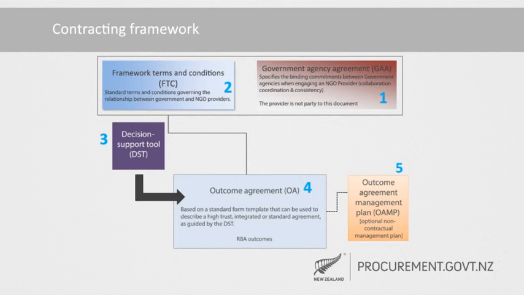The Government Agency Agreement and Framework Terms and Conditions are overarching terms and conditions that will only be updated from time to time. You shouldn't need to refer to these very often, and MBIE will be responsible for keeping them updated. In your day-to-day work, you will be mostly using the Decision Support Tool to help you develop the Outcome Agreement and the Outcome Agreement Management Plan. You'll be using the Outcome Agreement and Outcome Agreement Management Plan to document what services the provider will provide and how the agreement will be managed.